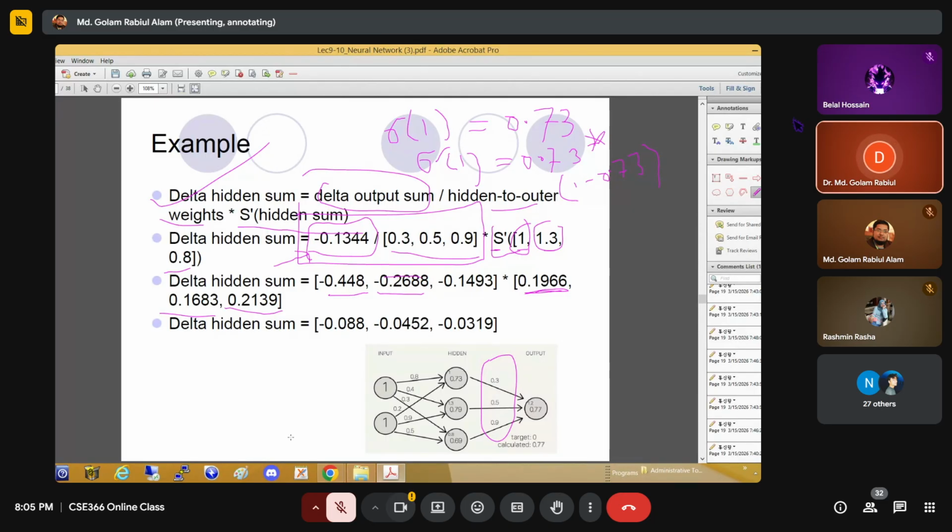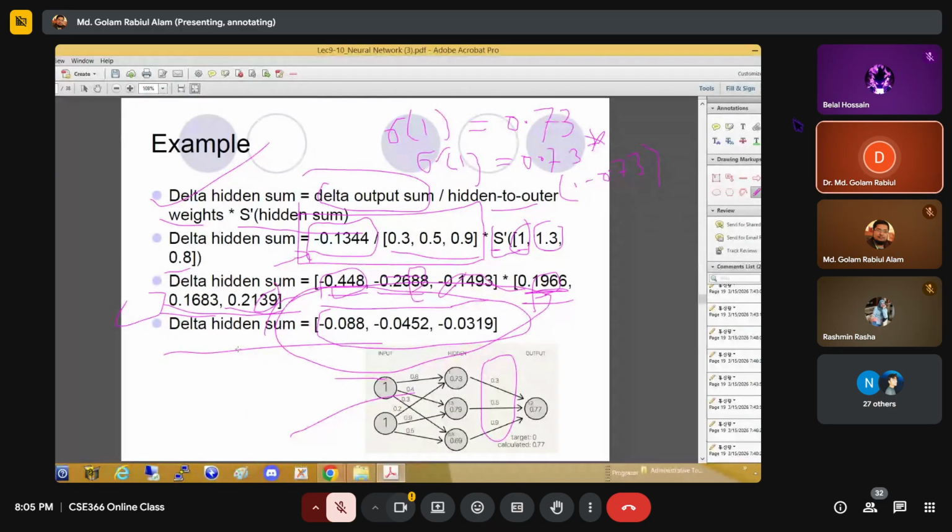Now you can see we can just multiply these two. If we multiply these two, that means this value with that value, and this value with that value, and this value with that value. Okay, so we will get the delta hidden sum. Here is the delta hidden sum. So these are the values of delta hidden sum.